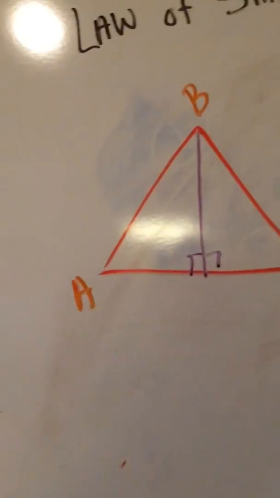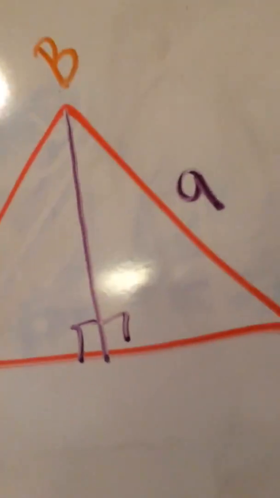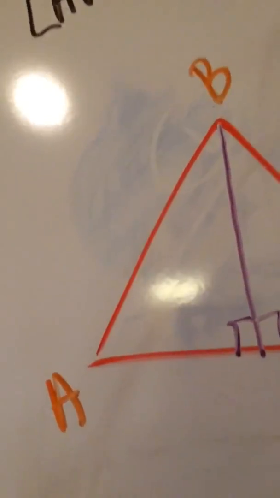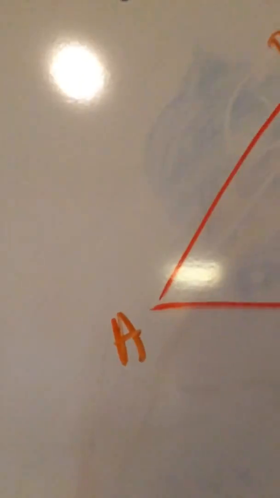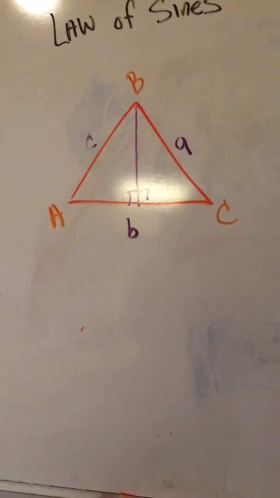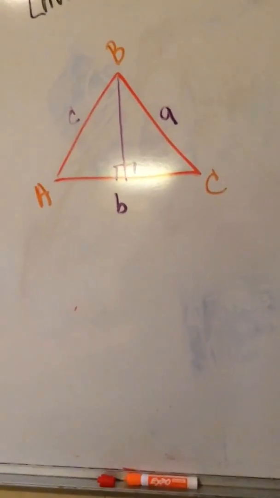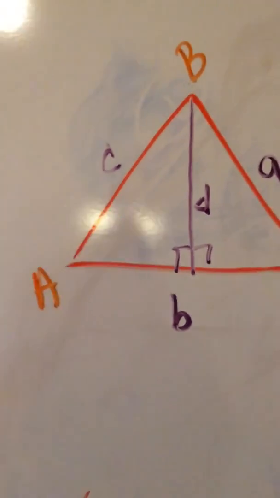Now, let me name all the sides in my triangle. Let's keep it easy. Across from vertex A, we're going to put little side a. Across from vertex B, we'll put little side b. And across from vertex C, we'll call that little c. But what about the altitude? Next letter in the alphabet would be D. Let's call it little d for my altitude.